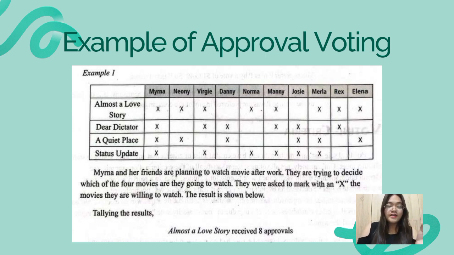So, we have here a table. Nasa first column, yun yung mga movies: Almost a Love Story, Dear Dictator, A Quiet Place, and Status Update. Then yung nasa first row, na may mga names ni Myrna, Nioni, Virgie, yun yung mga friends ni Myrna. And yung mga X na yun yung marka na gusto nilang panoorin.